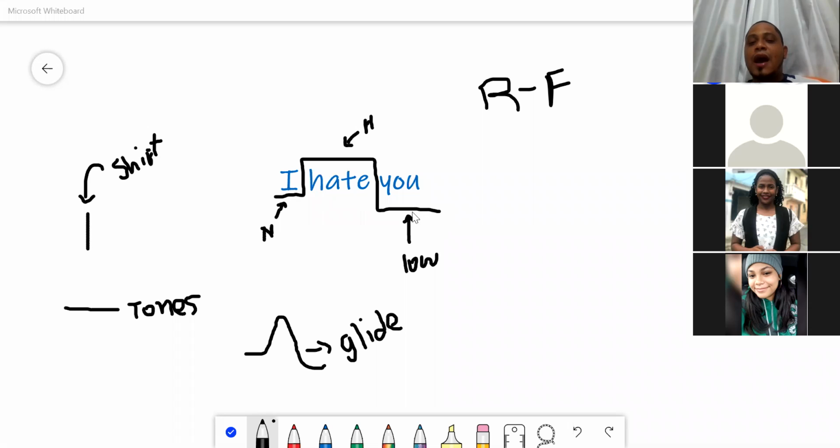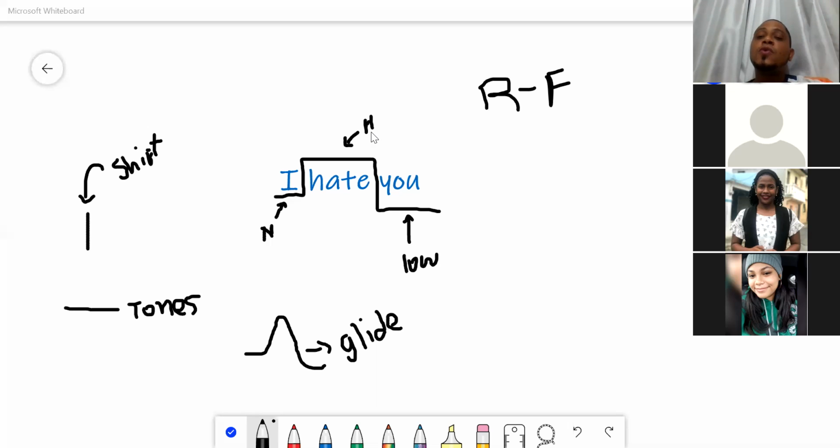And here, what do we have? If rising is up, then down is what? Falling, right? So in falling intonation, what happens is that the tone of the voice goes up, high tone, right? Going up, and then it goes down, which is low tone, as you can see here, right?